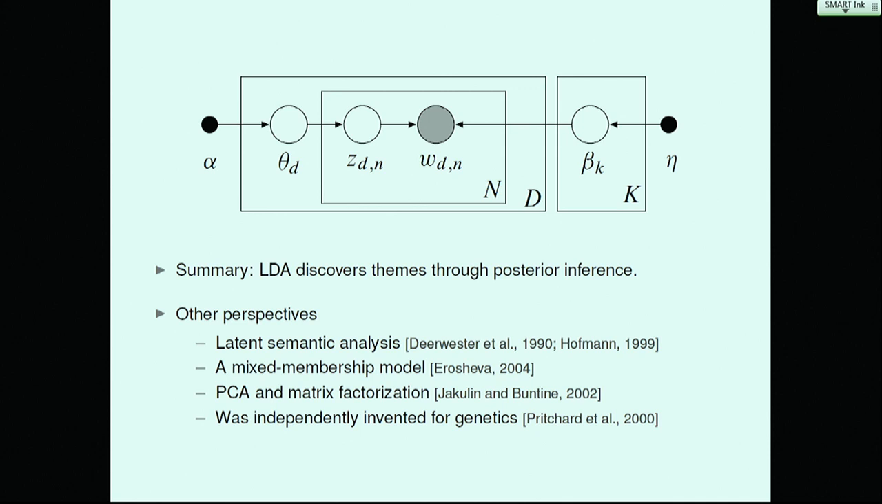This really builds on the seminal work of latent semantic analysis from the 80s and early 90s. Like I mentioned, in statistics this is called a mixed membership model. And some of those pictures I showed you in the beginning, like of the social network and the genetics, those are mixed membership models applied to other types of data. LDA has close connections to probabilistic PCA and matrix factorization. There's a nice paper by Jacqueline and Buntin about that. And I already mentioned that it was invented for genetics. This is the famous Pritchard, Stevens, and Donnelly paper.